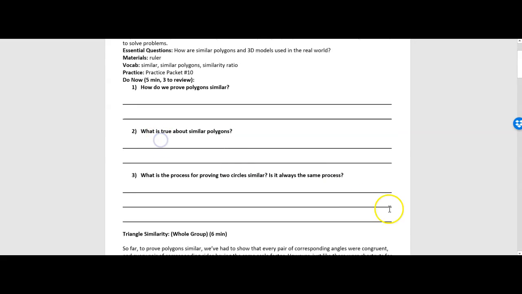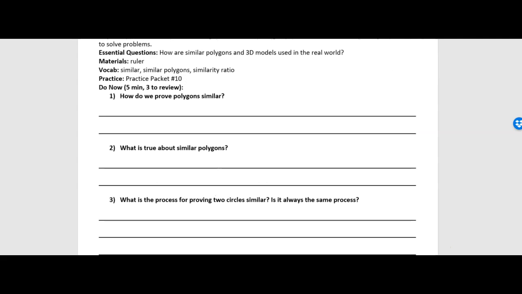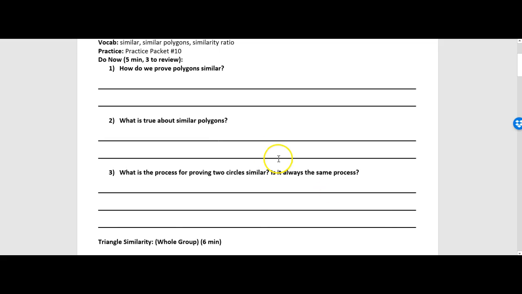So how do we prove polygons similar? What is true about similar polygons? And we could say in terms of angles and sides. And then 3, what is the process for proving two circles similar? Is it always the same process? So answer those 3 questions as a bit of a review, and then come back and see if you were on point.